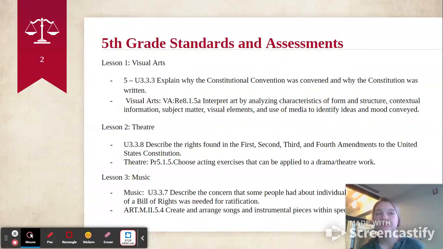So for example, we are going to be creating lyrics from one of our activities in the theater game lesson. We're going to create lyrics that are about the Bill of Rights, the Constitutional Convention, why it was convened, and then we're going to use those lyrics to create and arrange a song, which we'll talk about in lesson 3. And then to represent that song, we're going to create a song cover using inspiration and sign and symbolism from the visual arts aspect.